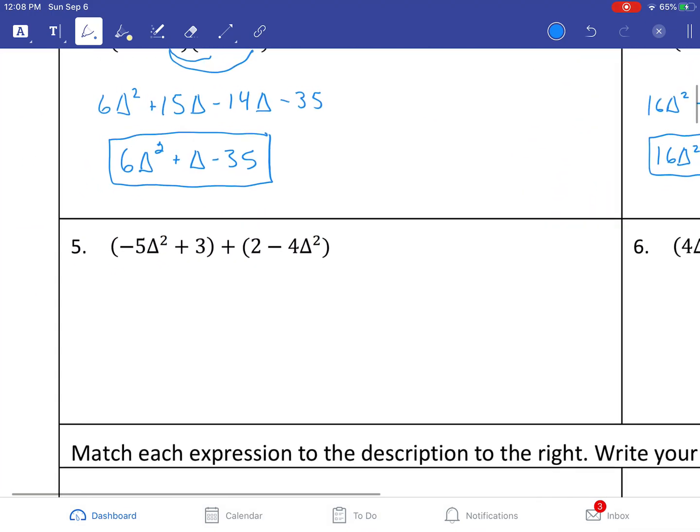Number 5. This is like number 1. You're just combining the like terms because now there's a plus sign in between them, so you're not distributing anything. So you have -5 triangle squared minus 4 triangle squared is -9 triangle squared. And then combining the two terms that are the other ones, so you got 3 and 2 gives you +5. And that is all you have to do.